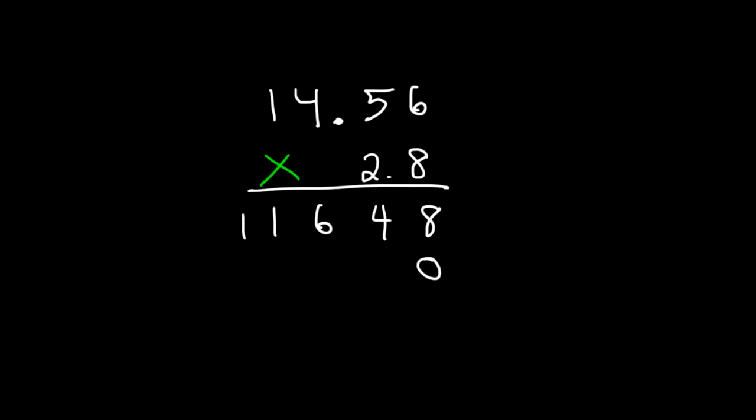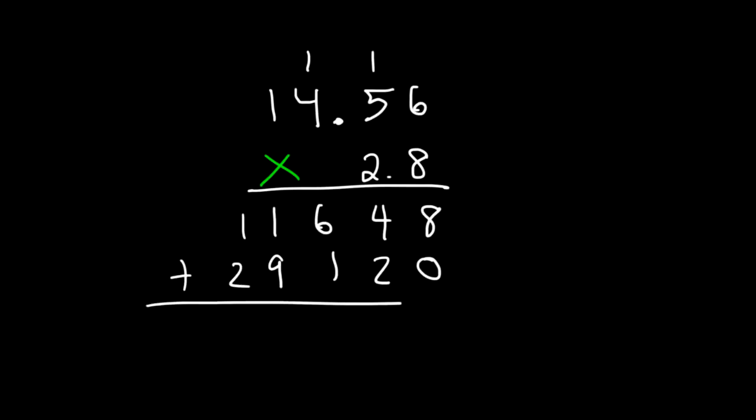Let's add a 0, and then let's multiply 2 times 6. 2 times 6 is 12. Carry over the 1. And then 2 times 5 is 10 plus 1. That's 11. So let's carry over the next one. 4 times 2 is 8 plus 1. That's 9. And then 1 times 2 is just 2.